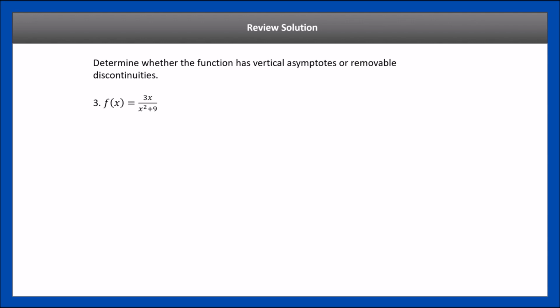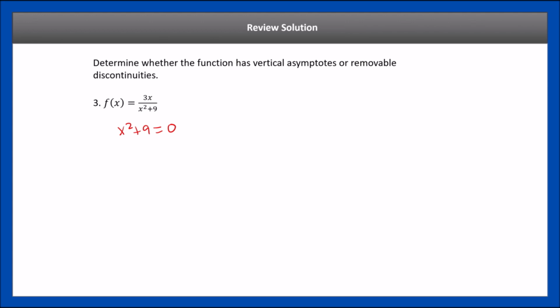All right, so on number 3, determine whether the function has vertical asymptotes or removable discontinuities. In this case, remember, we want the denominator to be equal to 0, so we're going to set this denominator equal to 0, right? So let's see, we have x squared plus 9 equals 0. So set the denominator to 0.